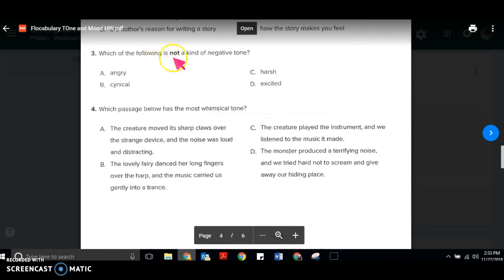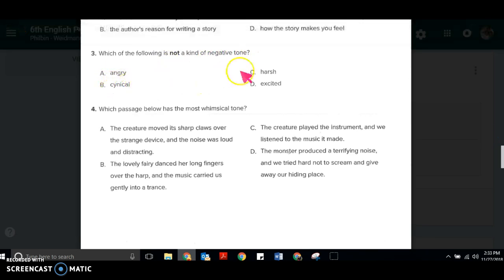Which of the following is not a kind of negative tone? A. Angry, B. Cynical, C. Harsh, or D. Excited.